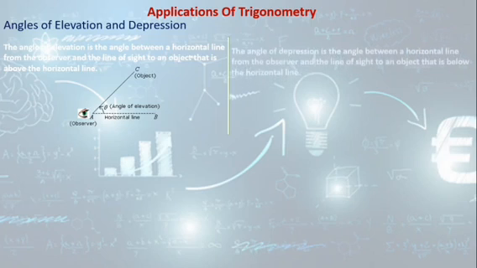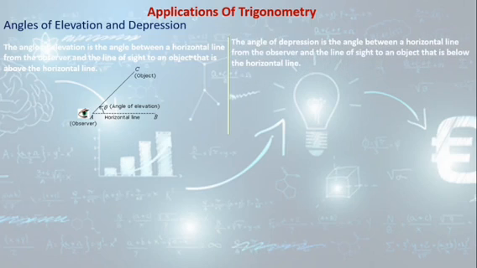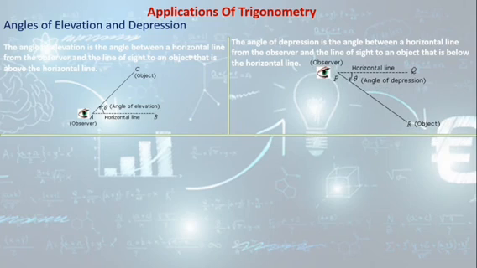The angle of depression is the angle between the horizontal line from the observer and the line of sight to an object below the horizontal line. So every time you look down at something, you're creating an angle of depression. It's really important for you to know the difference between the two of them. Every time you're looking down at something, you're creating an angle of depression, and that angle is always below the horizontal line. So you look up at something, you create an angle of elevation. You look down at something, you create an angle of depression.